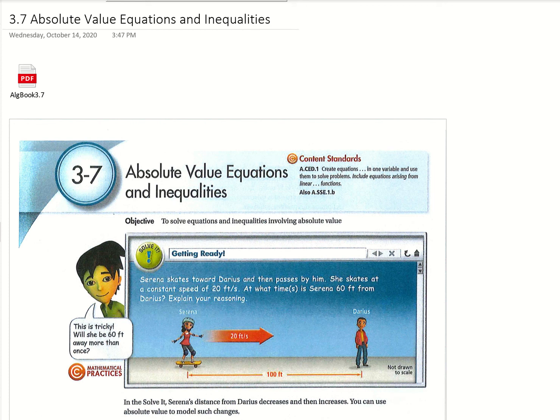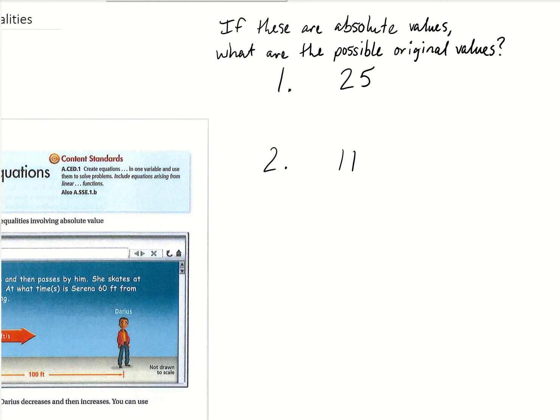Today we are doing lesson 3.7, which is absolute value equations and inequalities. Before we get started on the actual lesson, I just want you to do a quick warm-up activity in your notes. So let me get that ready for you. I have a couple of problems here for you to do real quick. Basically, it just says if these are absolute values, what are the possible original values? Go ahead, take a minute, and do those really quick, and then we'll continue on.